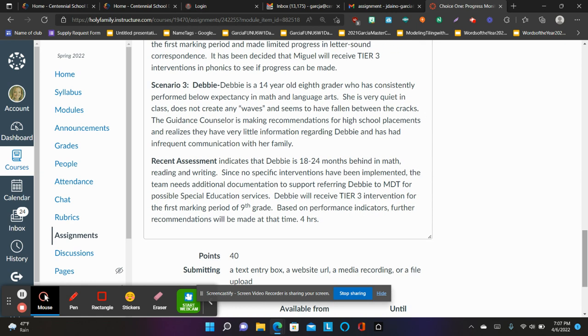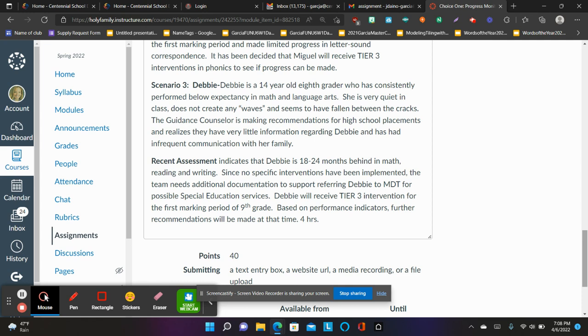And here is scenario 3. This is about a student named Debbie. Debbie is a 14-year-old eighth grader who has consistently performed below expectancy in math and language arts. She is very quiet in class, does not create any waves, and seems to have fallen between the cracks. The guidance counselor is making recommendations for high school placements and realizes that they have very little information regarding Debbie and has had infrequent communication with her family.